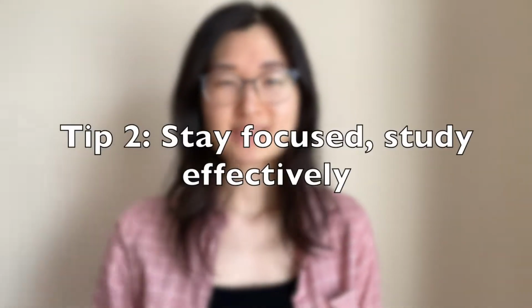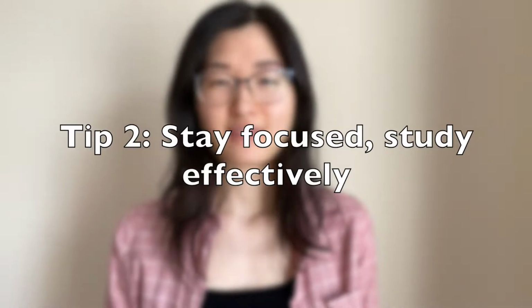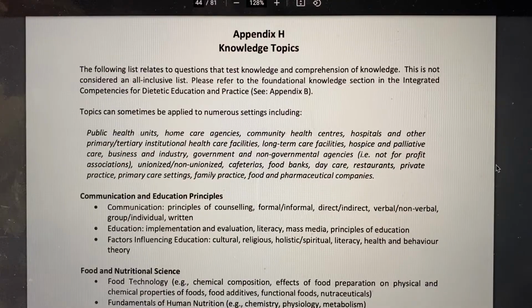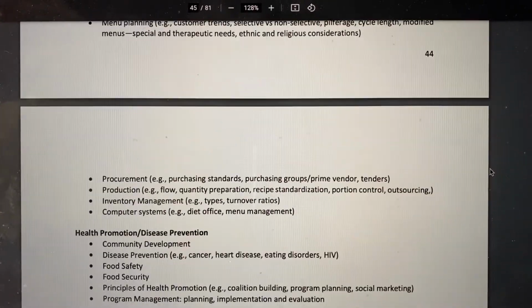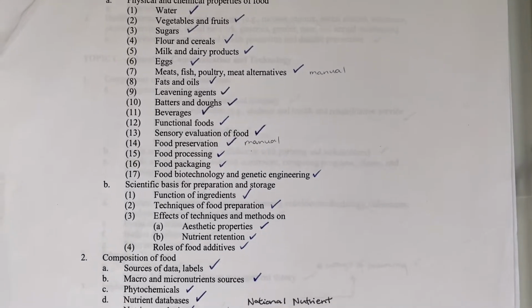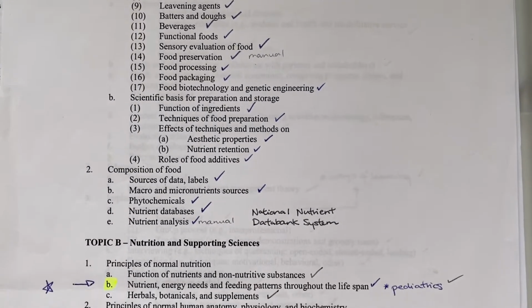Tip number 2 is to stay focused, to study effectively. Basically, for each exam, what I did was I took a look at the list of topics. I gathered all my notes that I had on each of those topics to study them. But in order for me to actually remember those things that I have compiled, I needed a way for myself to really get focused and successfully absorb all the material.